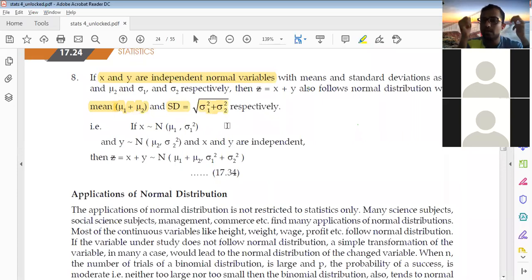Now we are adding two different variances. So we will add both the variances and then take the square root, for x plus y. Okay, two variables. So the variance of x plus the variance of y, and the square root of that is called the standard deviation if there are two variables. Remember it in case they ask you something.